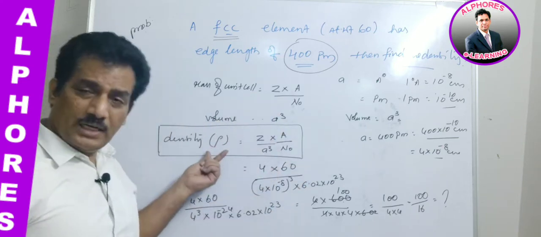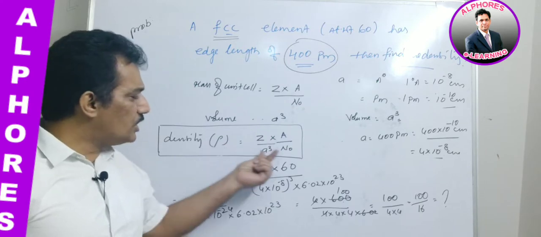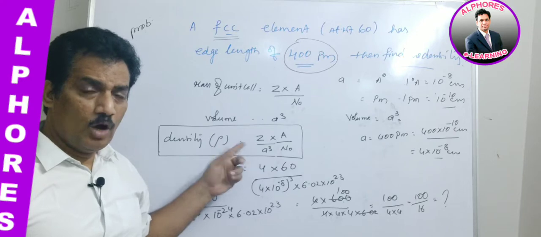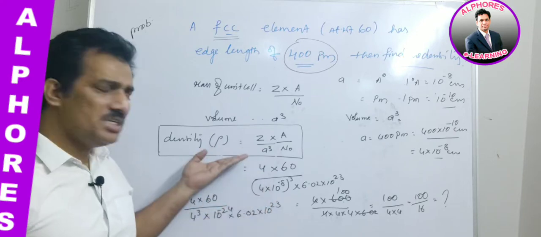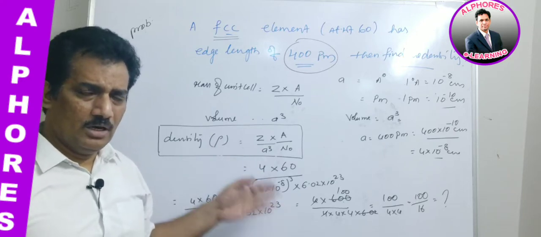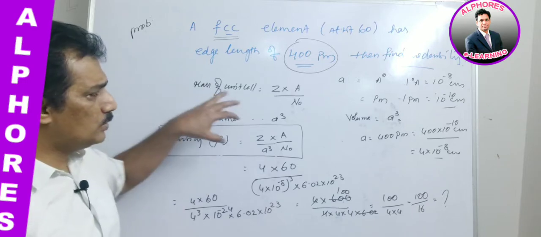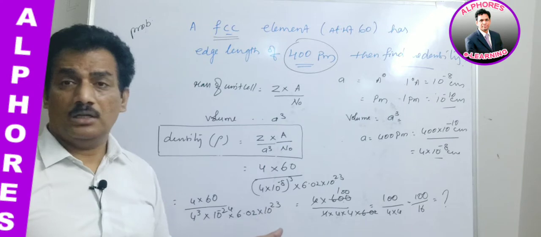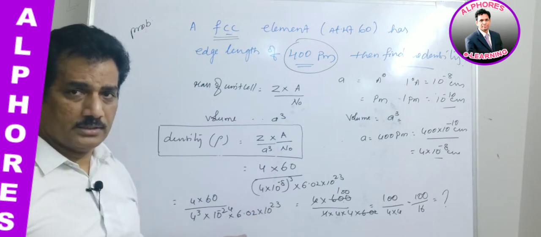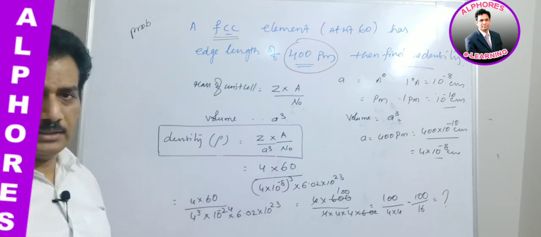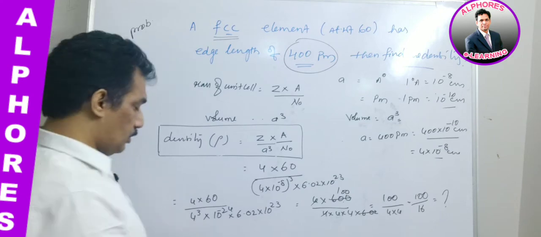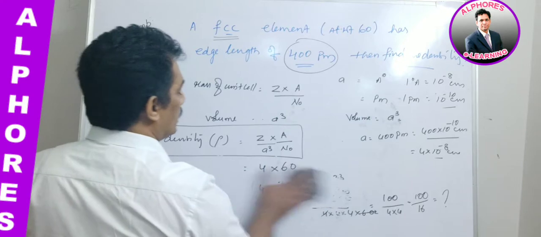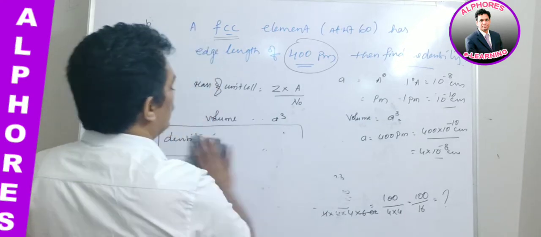Sometimes they may provide density, edge length and atomic mass, and they may ask for the Z value. How many atoms per unit cell? With the same formula you can calculate, I think. Now with this example you are able to solve such type of questions. Actually it is a lengthy question, but here and there sometimes one question may be asked like this. That's why I am asking you to practice. Clear? That is about the numerical part related to mass, volume and density of unit cells.